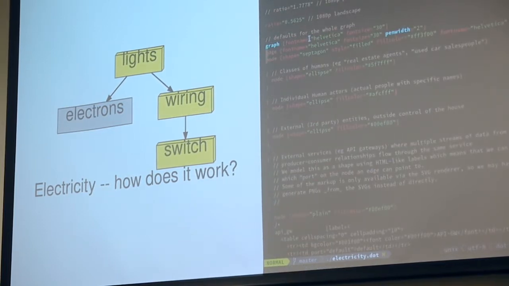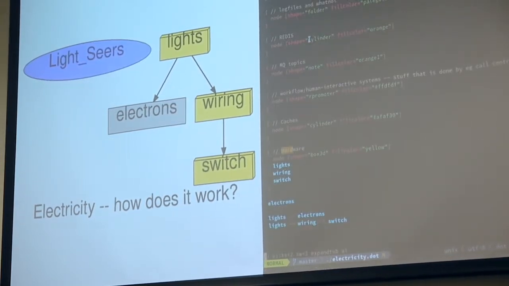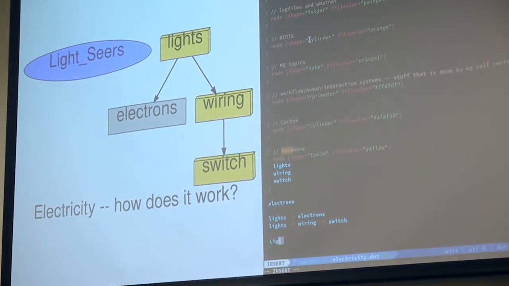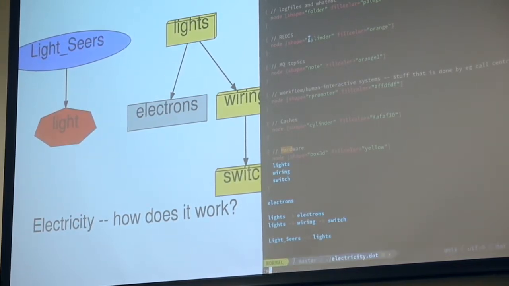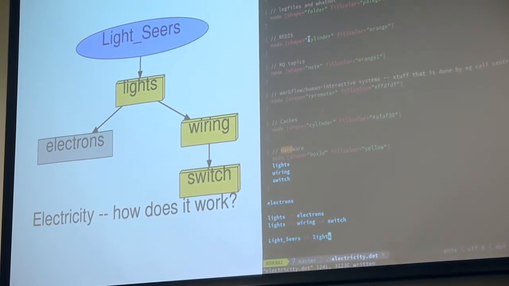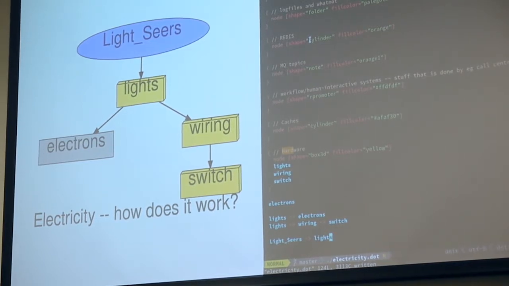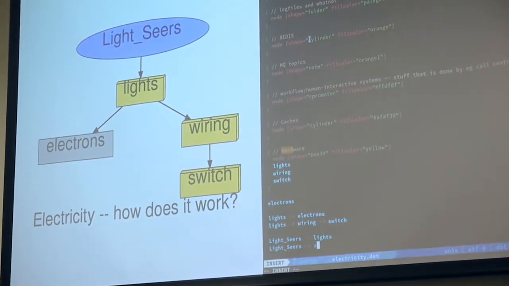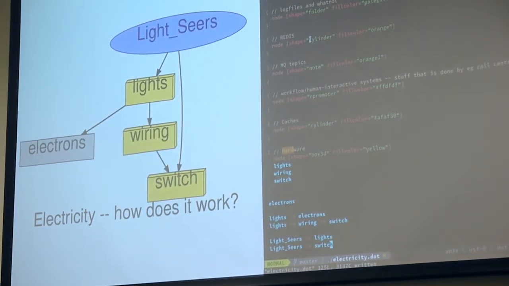Excellent. So, classes of humans are light seers, people who see lights. Okay, so the light seers depend on the lights to see what's going on. See, I misspelled it when the colour was different. So the light seers depend on the lights. They don't depend on the wiring, but they do depend on the switch, because you can't turn the lights on without the switch. Do they depend on the switch, or do they operate the switch?